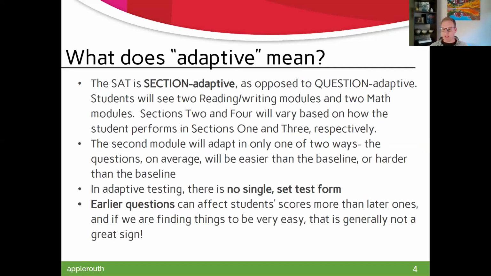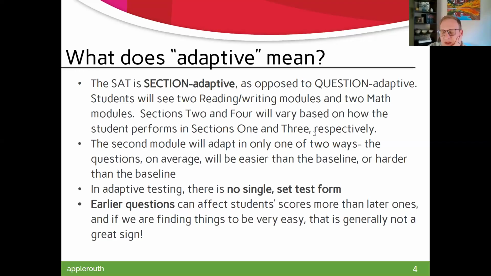So what does this actually mean? Again, sections 2 and 4 will vary based on how you perform on sections 1 and 3. And we're going to go into the Blue Book app and how it works and how the test itself looks. But know that the second module will adapt in only one of 2 ways. There's not like a medium module. It's harder or it's easier.